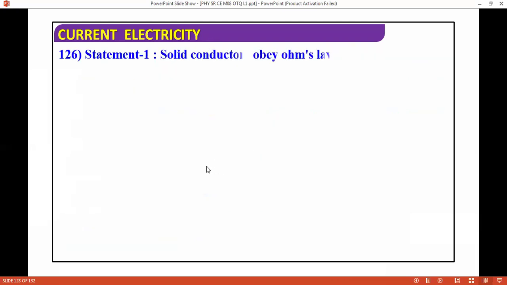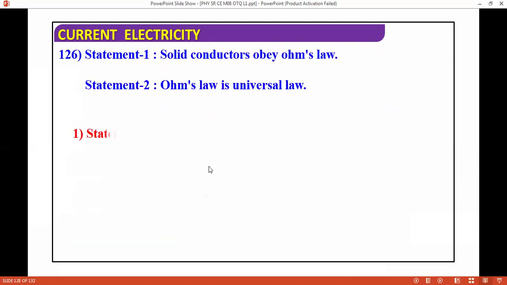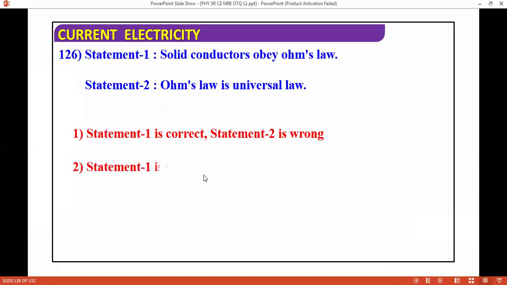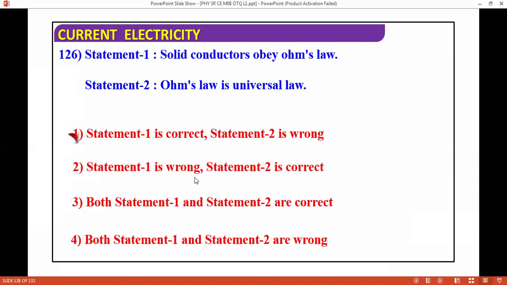Solid conductors obey Ohm's law. Ohm's law is a universal law. See, it's a trap; it's playing with you, and this is correct. So I'm going to the next question.